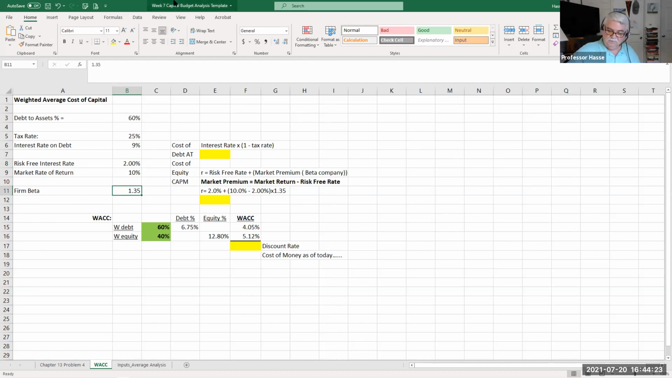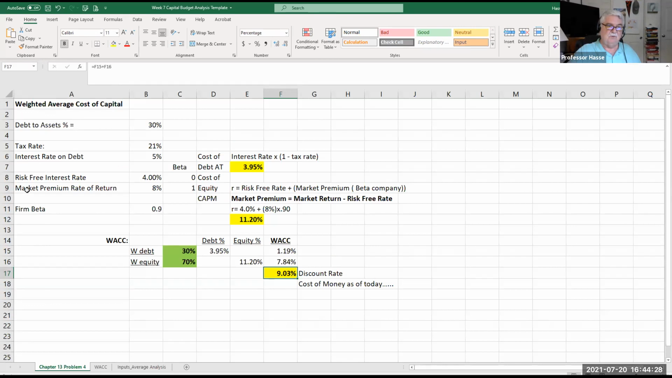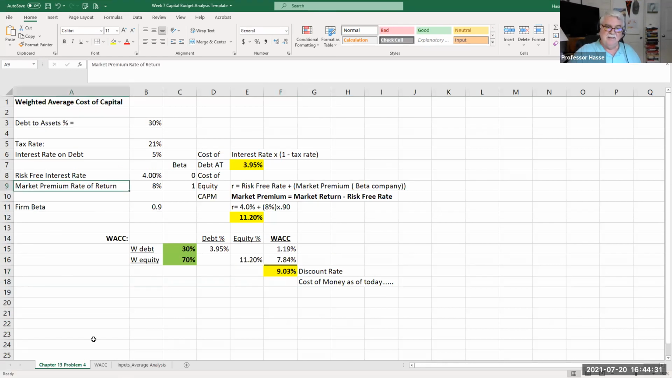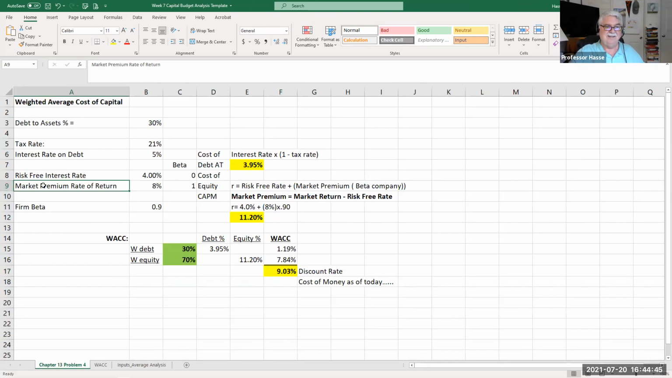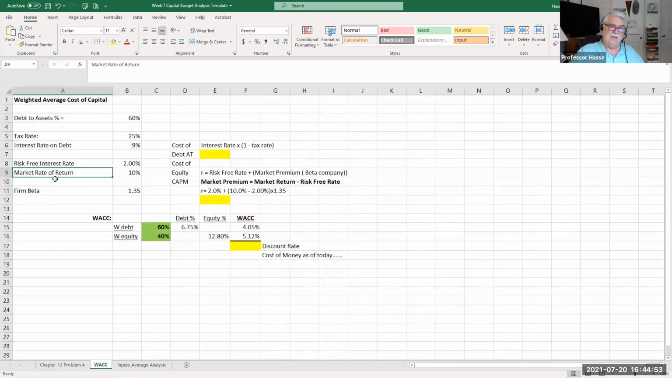Notice here, this is where Professor Hasse can pull a fast one. In Chapter 13, it was given to you as the market premium. Here, it's given to you as the market rate of return. The definition of market premium is the market rate of return minus the risk-free rate. In Chapter 13, that calculation is already done for you, 8%. But here, we just give you the market rate of return. So we're going to have to do the market premium, which will be 10% minus the risk-free rate, or 8%. Just be wise to that. That's where I can get you.